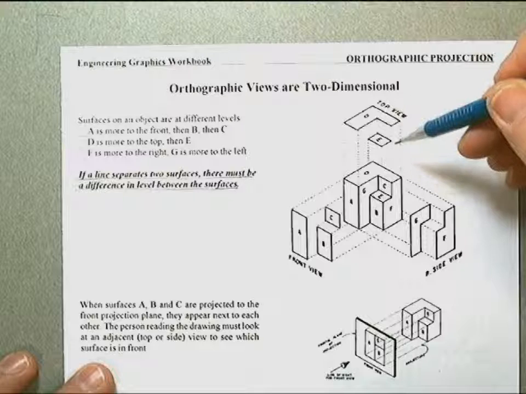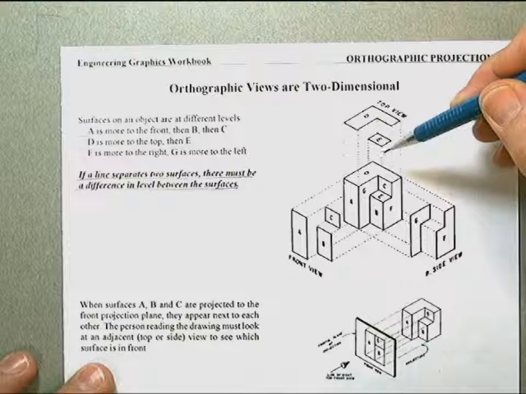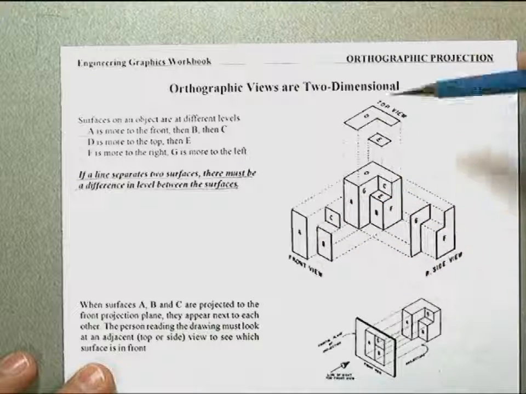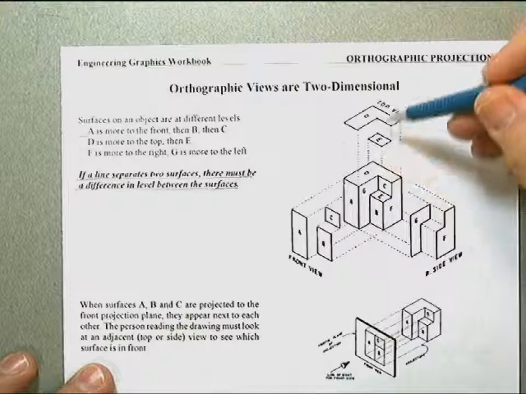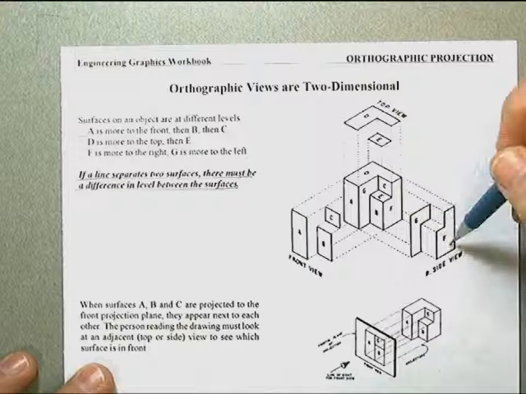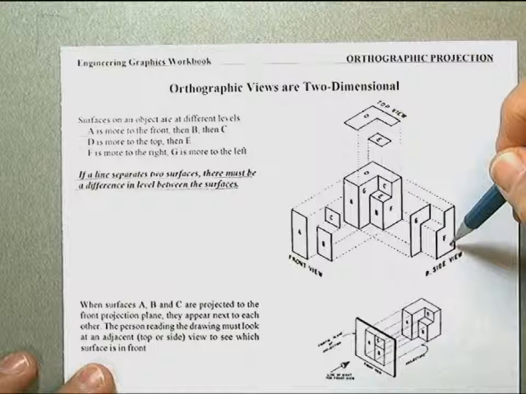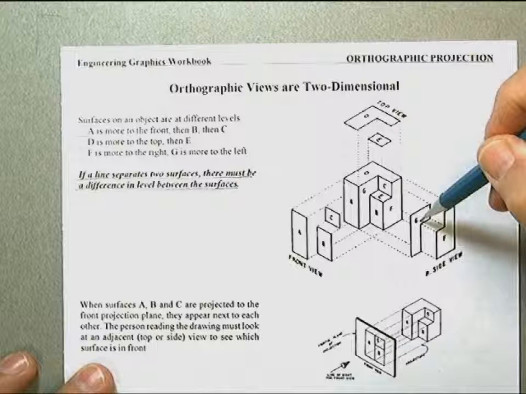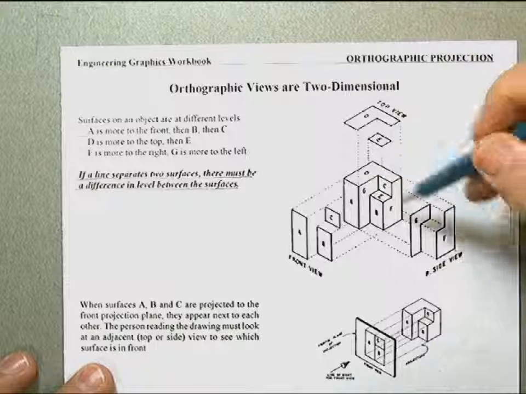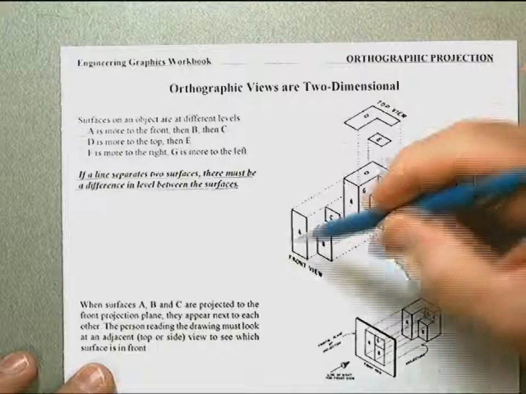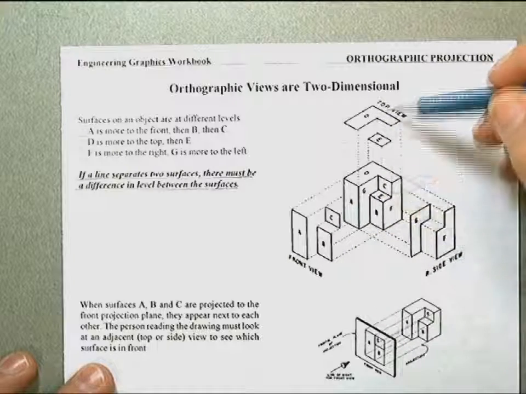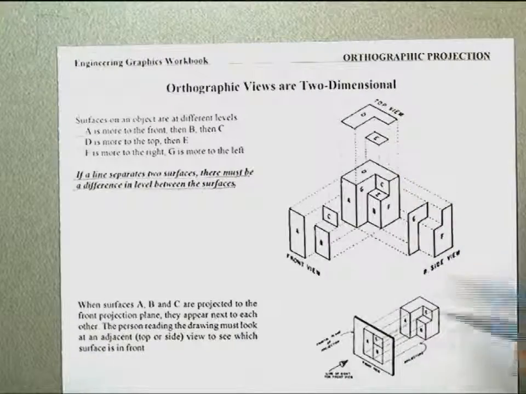So A is more to the front than B and C. D is more to the top than E. F is more to the right, and G is more to the left. Okay, moving in a left-right direction, moving in a front-to-back direction, moving in a top-to-bottom direction. These surfaces are located.